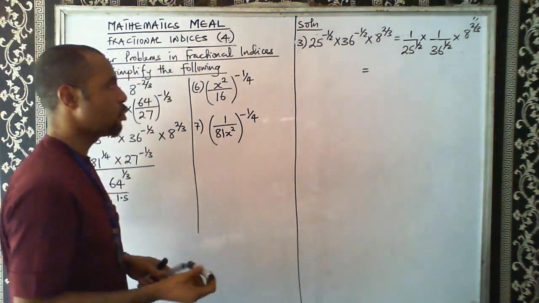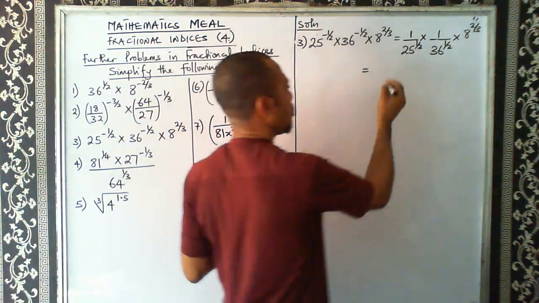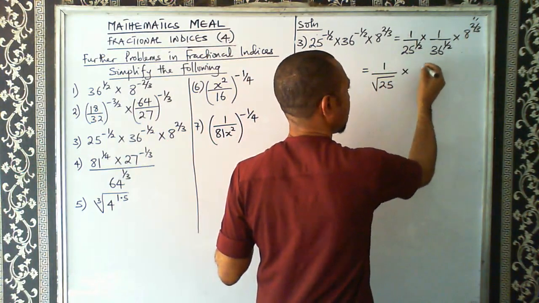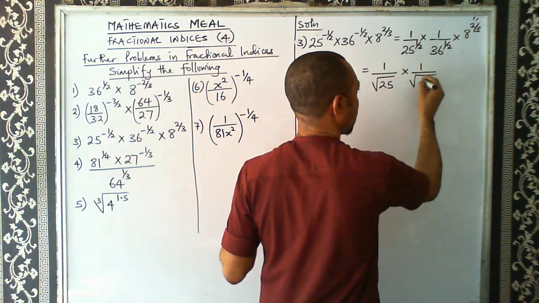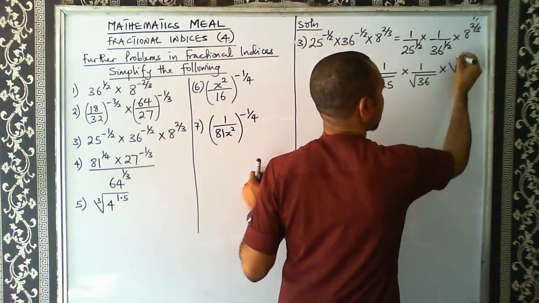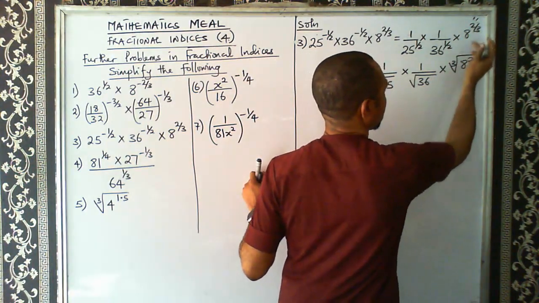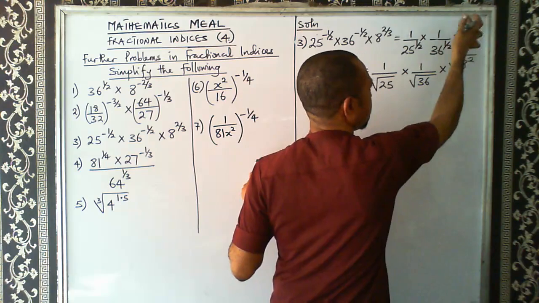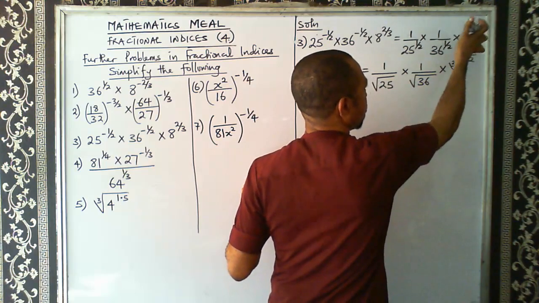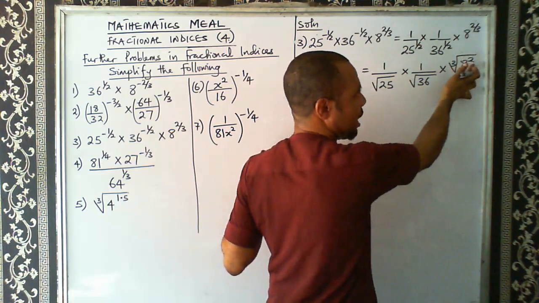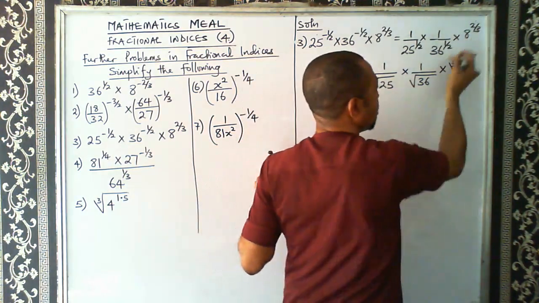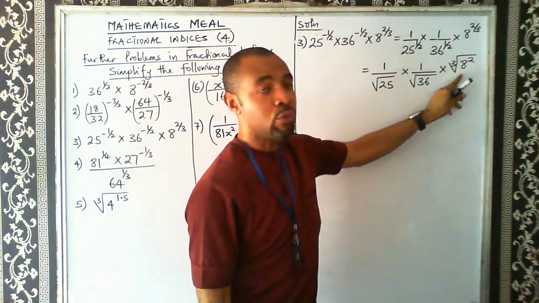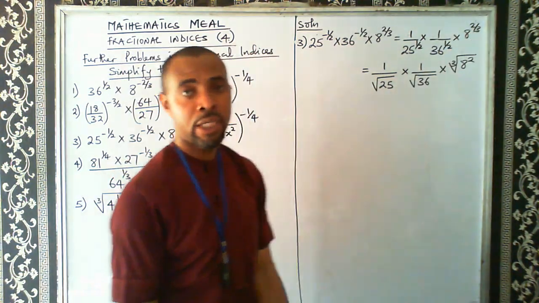So we write them in root power form. So this will become 1 all upon square root of 25 times 1 all upon square root of 36 times cube root of 8 raised to power 2. This is the root, so cube root of 8 to power of 2. Distribute these two. This is the power, this is the root. So this is the power. It has been assigned as the power of 8, while this is the root, it picks up this. So that's what it means to write the number in root power form in fractional indices. Okay?